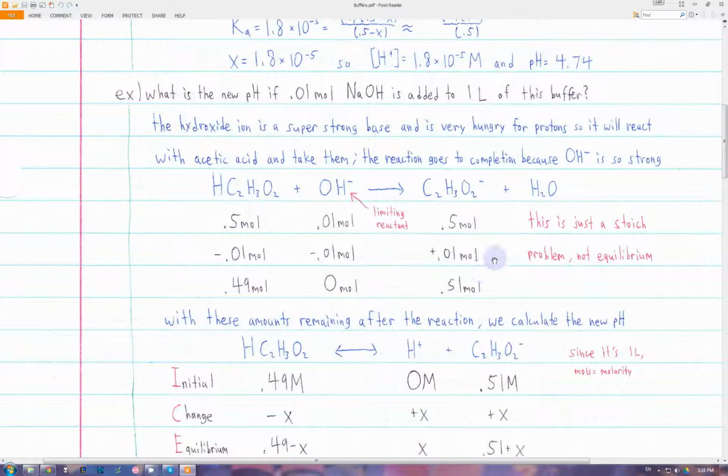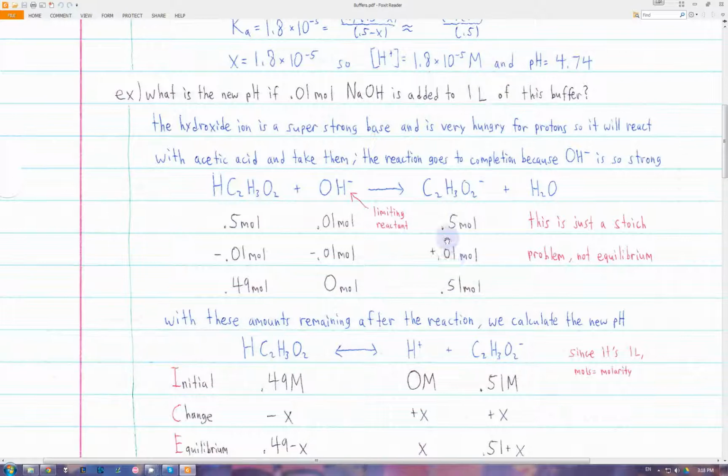And also, be careful: since this is stoichiometry, we need to work in moles, not molarity. So before you start this, make sure to convert between the molarities that you got in the problem and the moles. However, in this problem, we just have 1 liter, and at 1 liter, molarities and moles will be the same thing.